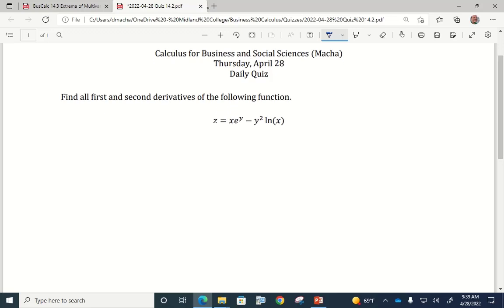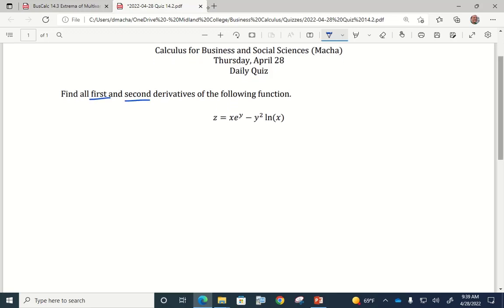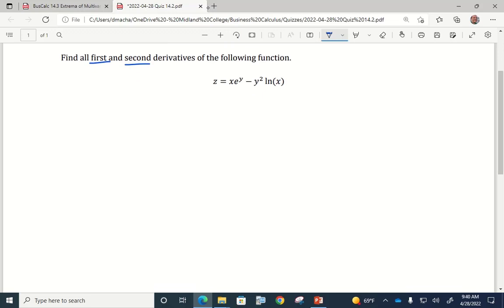So this question says find all first and second derivatives of the following function. Like I mentioned, this is a multivariable function. This is saying that z is our dependent variable and z is a function of x and y. So that means we have two independent variables, x and y, and one dependent variable, z. You can think of it as two input variables, x and y, and one output variable, z. Someone has to tell you what the values of x and y are, and then you could tell them what the value of z is that corresponds to that.